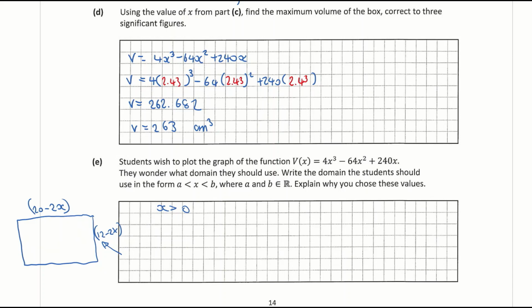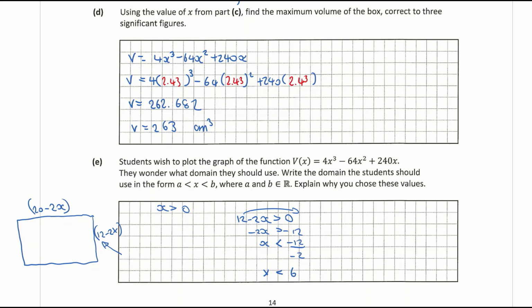And then if we look at the greatest value for x, our width of the box is 12 minus 2x, and that has to be greater than 0, we said. So I'm just going to solve this. If I take away 12 from both sides, now divide across by minus 2. And when we divide by a minus with inequalities, it changes the direction of the inequality. So I'm getting x less than positive 6 there.